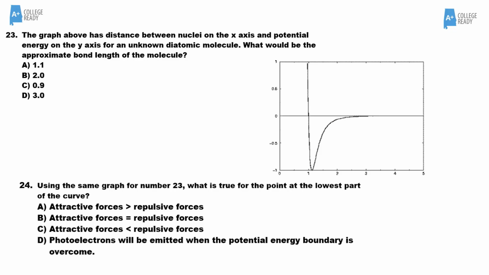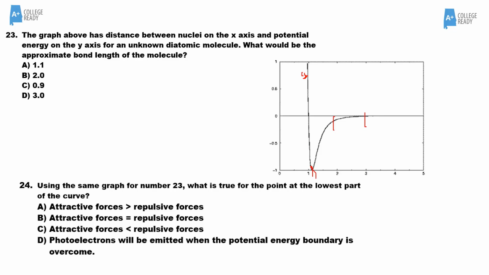This graph shows the internuclear distance between two nuclei in some unknown diatomic molecule. So what would the bond length be? Well, your choices are 2, so up here, 3 up here, 0.9 up in here, and 1.1 down in here.